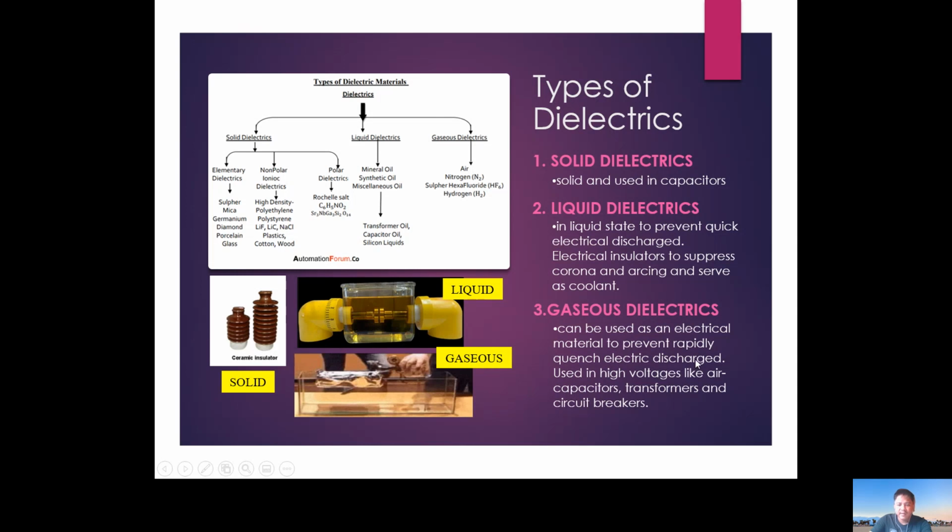So what is the meaning of this rapidly quench electric discharge? Rapid means very quick, and electric discharge is also used. The gaseous dielectric is also used in high voltages like air capacitors, transformers, and circuit breakers. We all knew that transformers and breakers are used in handling high voltages.